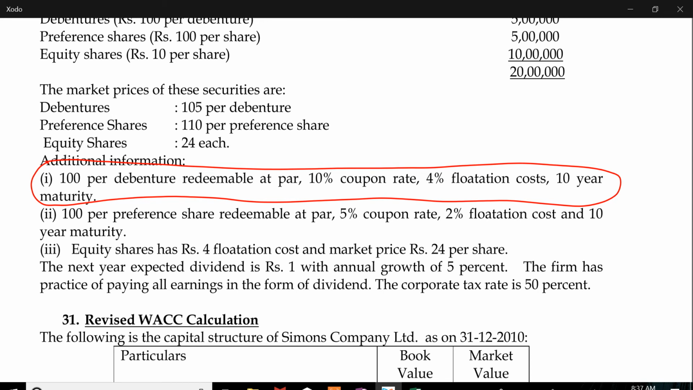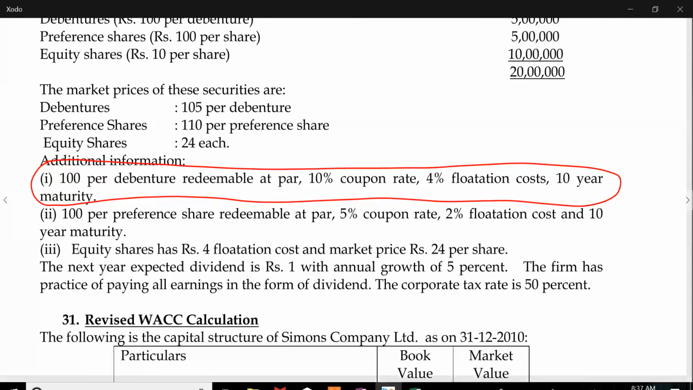So basically they are indicating that a new issue will be done by the company. In the new issue, flotation cost is 4%. Your maturity is going to be 10 years. So this will become a redeemable debt. Clear? Any doubts on this?